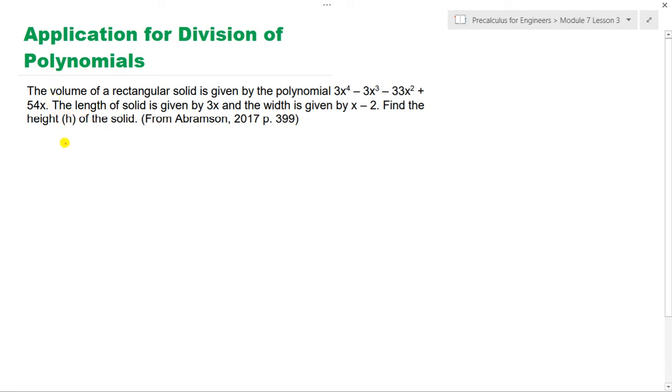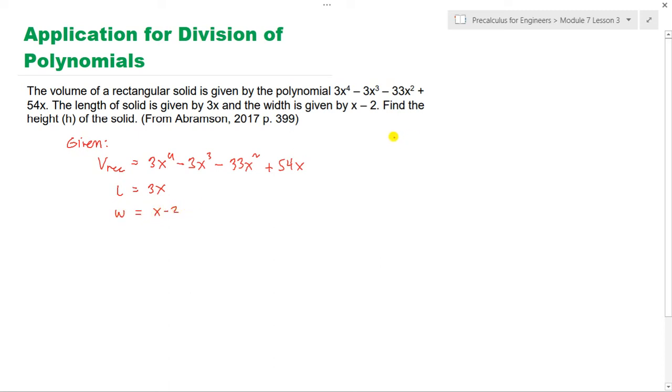Okay, so we write first the given. So the given is the volume of the rectangular solid. So the V rectangle is 3x to the fourth minus 3x cubed minus 33x squared plus 54x. Then we have the length, so L is equals to 3x, so a function of x gyapon. Then the width W is equals to x minus 2.